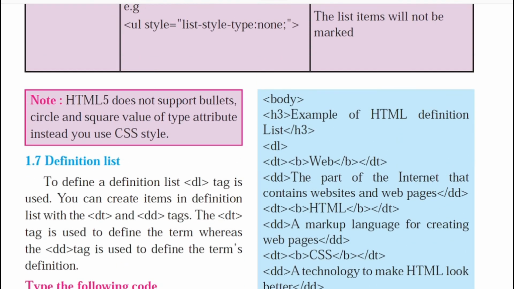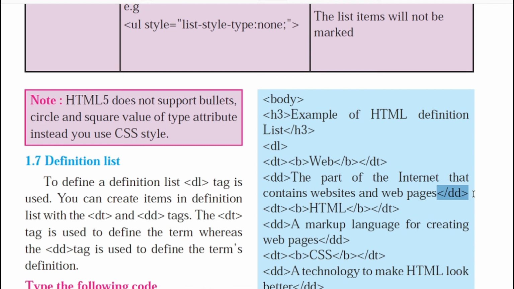A simple example, you can see, my dear students, heading is given: example of an HTML definition list. Then we begin with the DL tag over here. Then we put DT, the term. Here the term we are going to define is web, and then DD will be used to give a definition to the term mentioned above, that is web. So by writing DD, we are going to define it. Here is the definition: the part of the internet that contains websites and web pages is called the web.